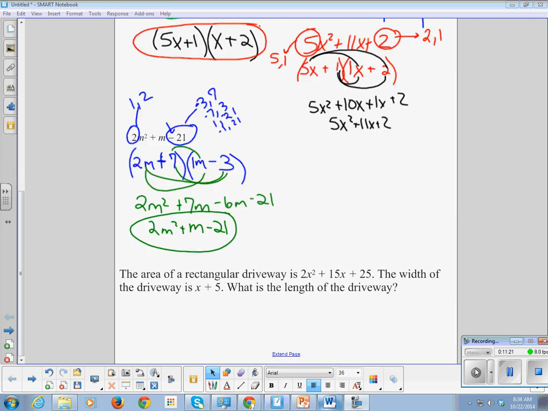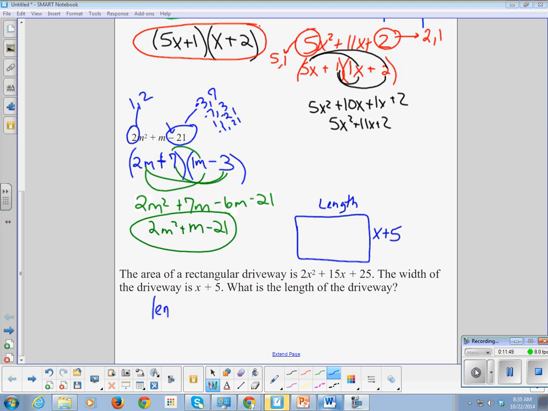Okay, so let's do this problem together. The area of a rectangular driveway is 2x squared plus 5x plus 25. So let's draw a picture, because why not have a lovely picture? The width of the driveway is x plus 5. The length of the driveway is, I don't know. But I know that length times the width has to equal our area.